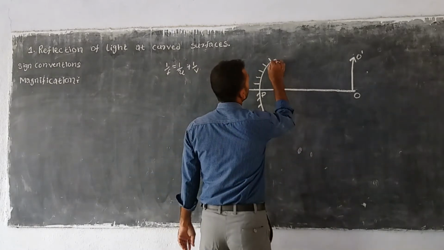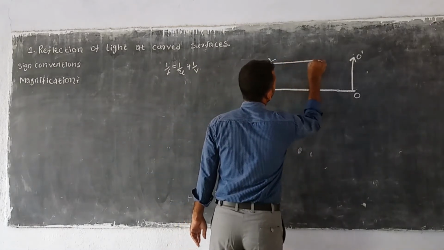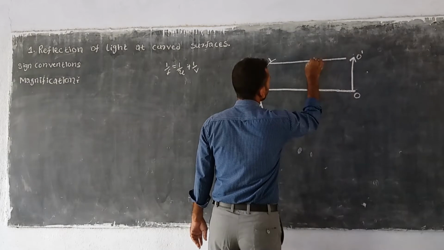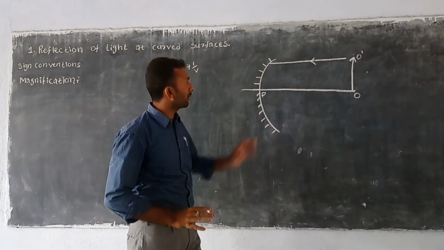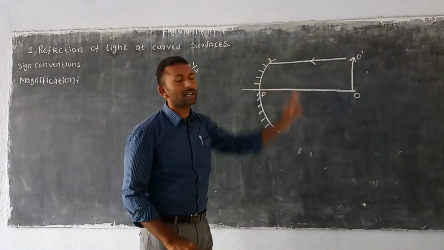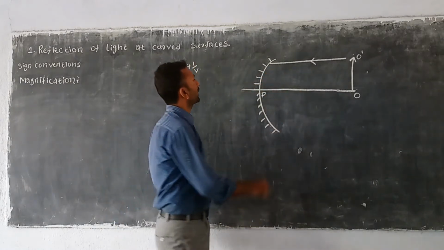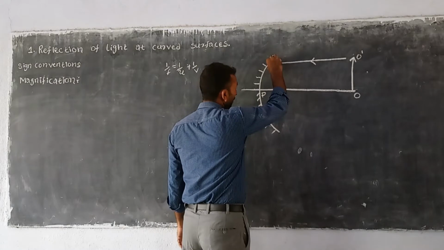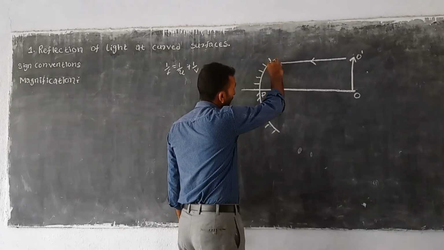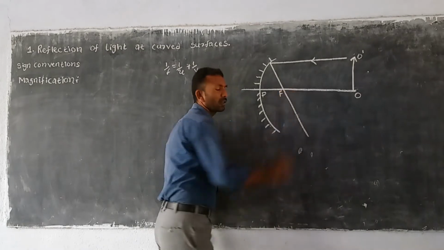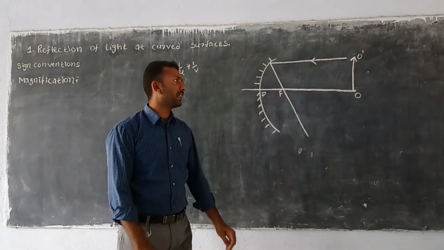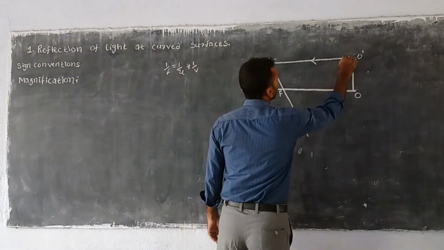What is the first light ray we are taking here? The first light ray is parallel to the principal axis of the mirror, and after incidence on the mirror, it goes through the focal point of the mirror.